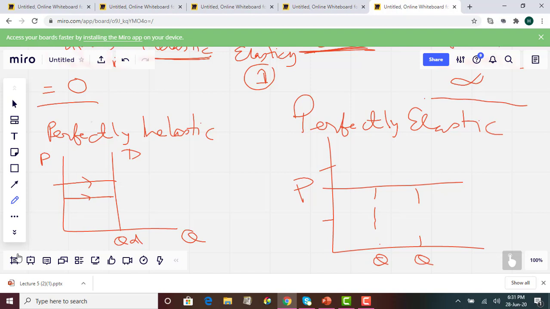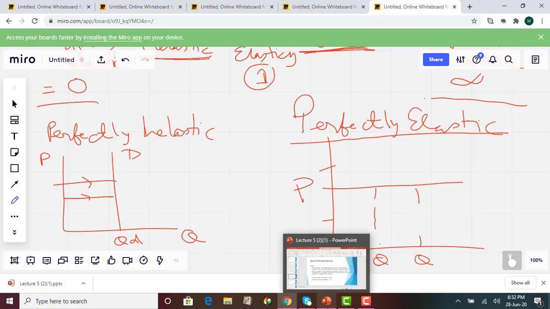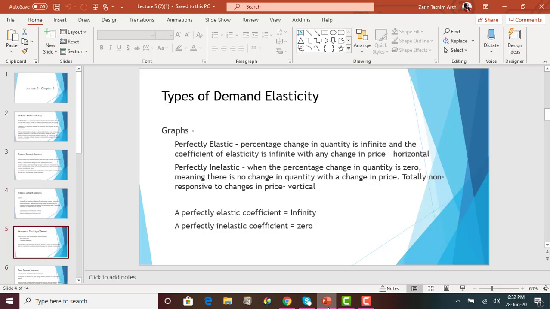Okay, so that's how the perfectly elastic and inelastic cases work. So I can ask you, what will be the shape of a perfectly elastic demand curve? It will be horizontal. On the other hand, what will be the shape of a perfectly inelastic demand curve? It will be vertical. Okay, so hopefully this helps you to understand what we mean by elasticity.